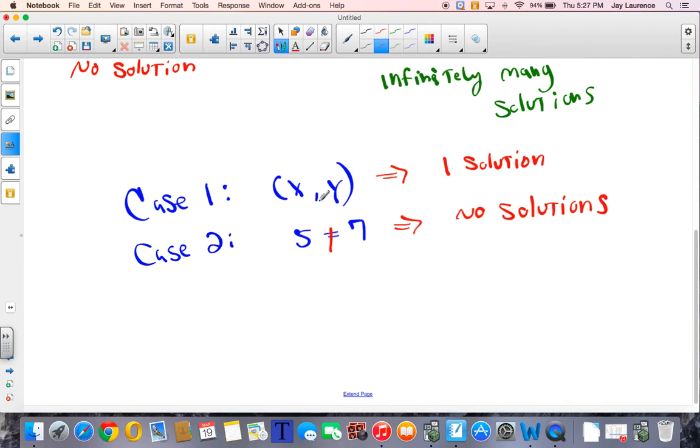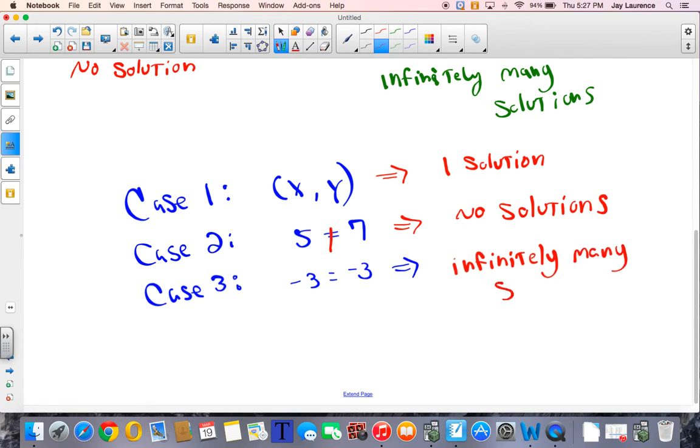They're parallel. Okay? And then case 3 is where you get a statement that is always true, like -3 equals -3. When does -3 equal -3, Colton? It always equals -3. Come on, silly goose. Oh, I'm sorry. I sound like Derek and Sean now. Excuse me. So this means there are infinitely many solutions.